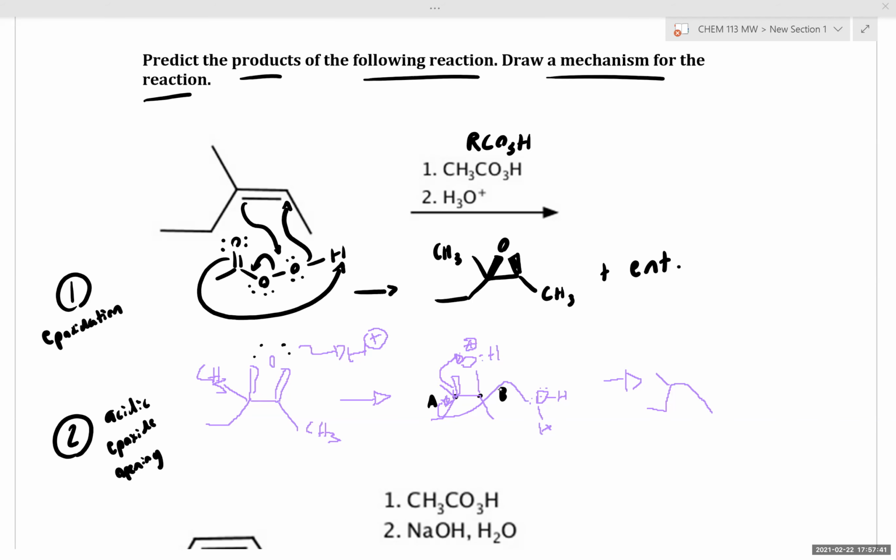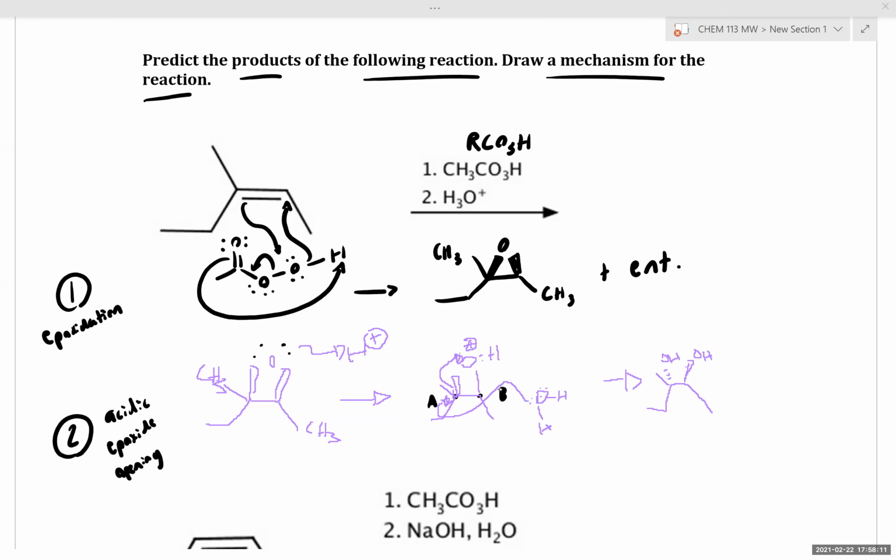And don't worry, the student annotating can keep drawing as well. We see an overwhelming response that the anti-product is generated. So when the water attacks and opens our epoxide, it attacks from the opposite face. So our alcohol is on the bottom face and our other alcohol is on the top face. Yep, so the product prediction looks good and the mechanism looks reasonable.